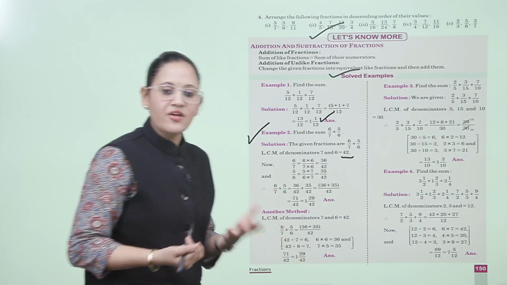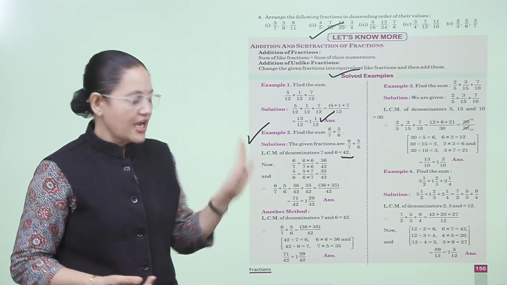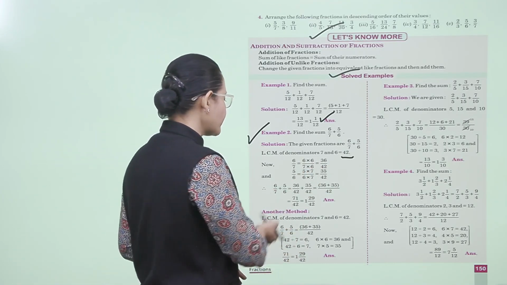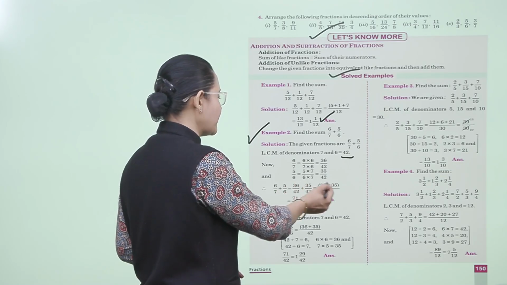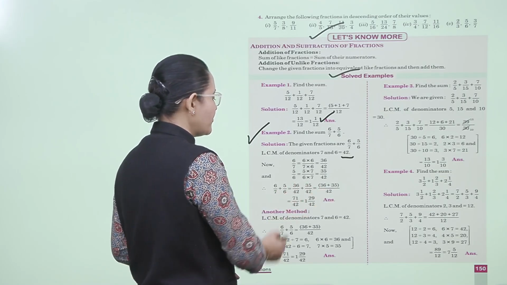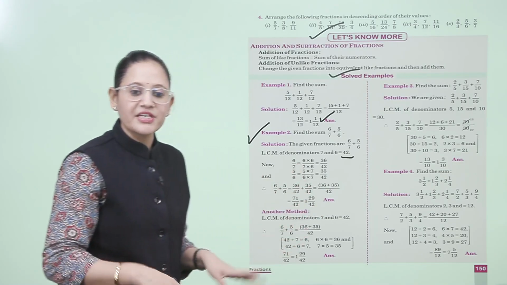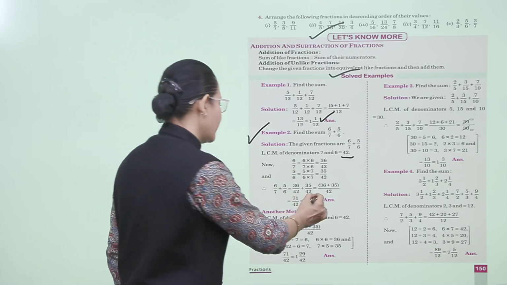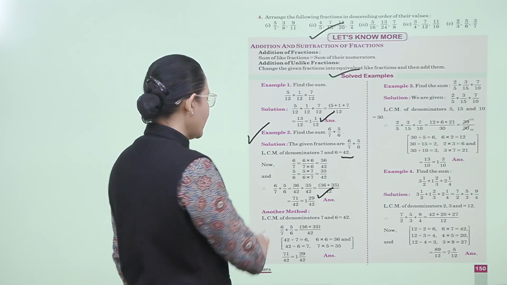Now we'll add the same way. We'll simply add the numerators and write the common denominator below. So that is equal to 36 plus 35 upon 42. 71 upon 42, again it's an improper fraction, so we'll convert into a mixed fraction, 1 29 upon 42.